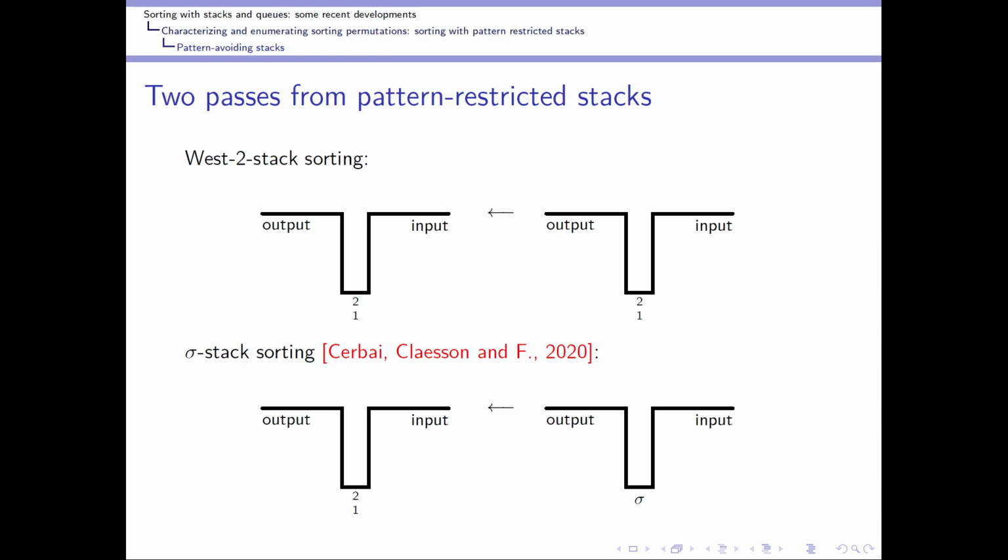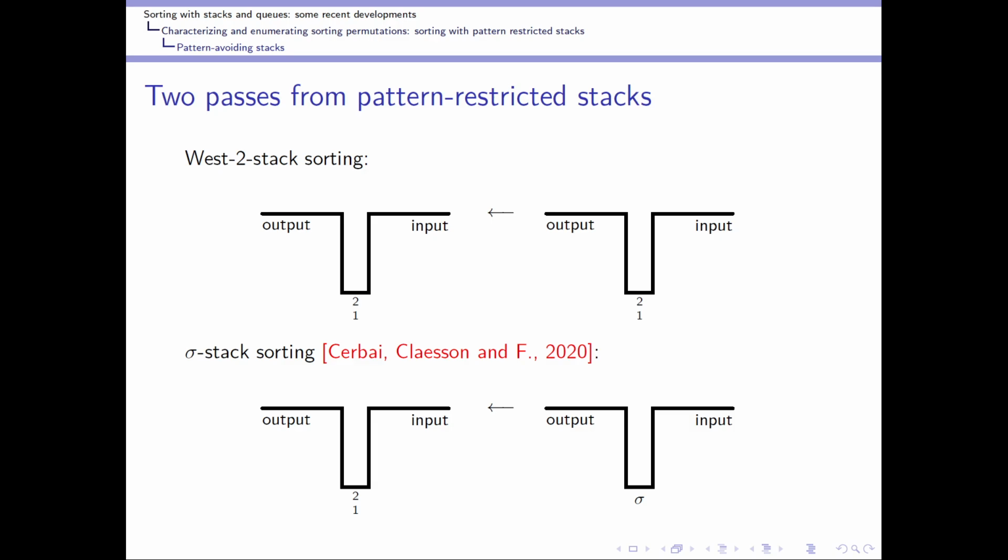This gives rise to a new family of sorting machines in which we make two passes from a stack and impose that during the first pass, the stack is sigma avoiding from top to bottom, and during the second pass, the stack is 2-1 avoiding. We thus have an algorithm that we will call the sigma stack sorting algorithm. This machine is the sigma machine, and the set of permutations that are sortable using this device are called the sigma sortable permutations.